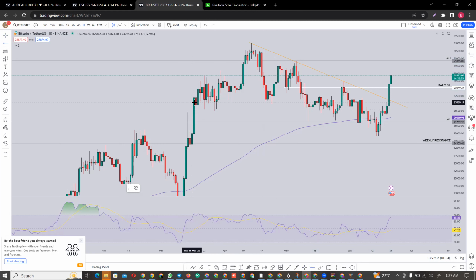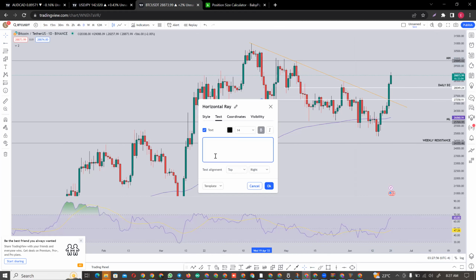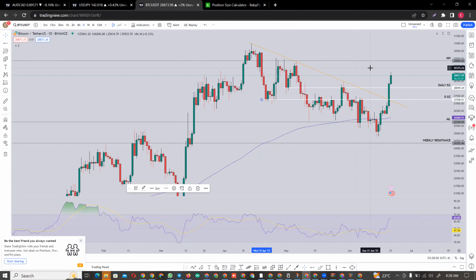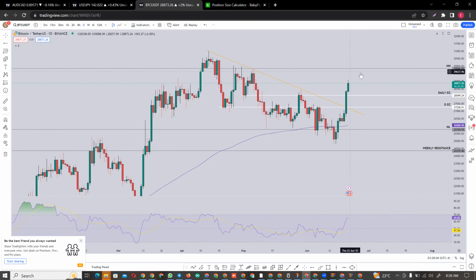So all these patterns, at the end of the day, they are just students to market structure. So market structure is the most important thing. So you can mark it and call it daily supply zone, daily demand zone. So this is where we want Bitcoin to retest, because all these things now are impulse.